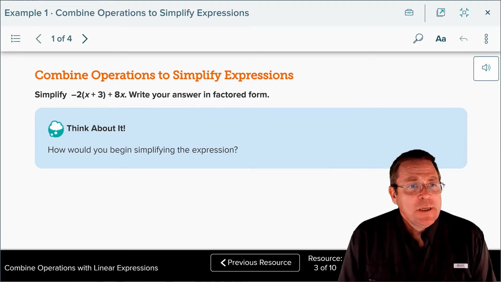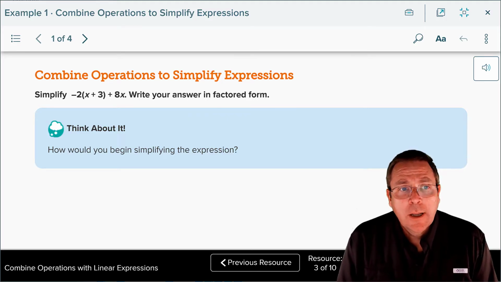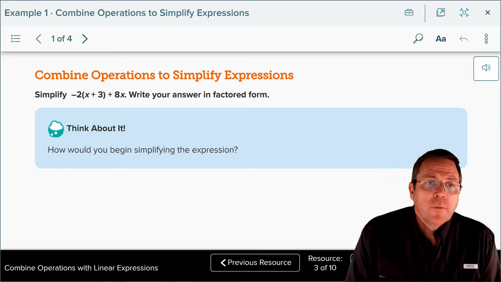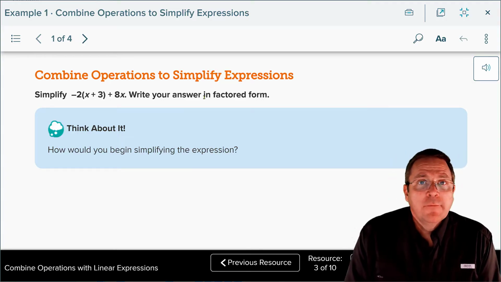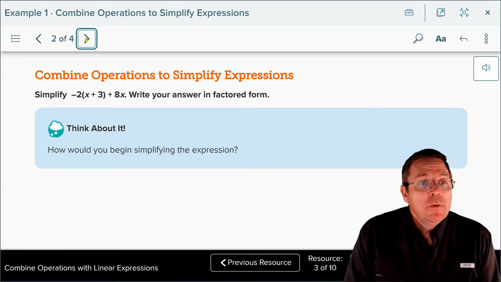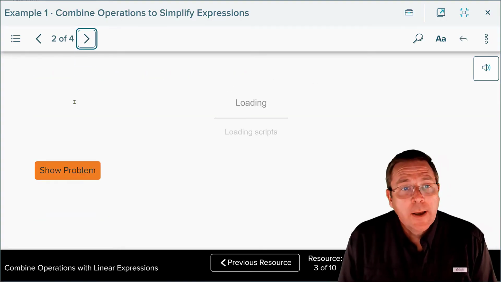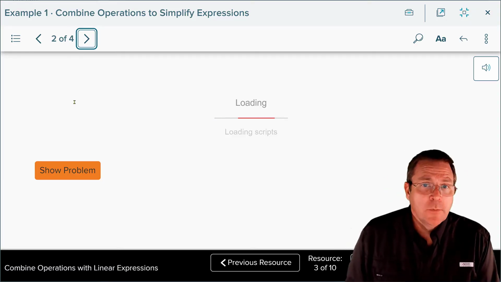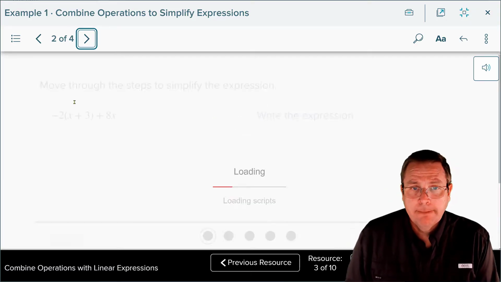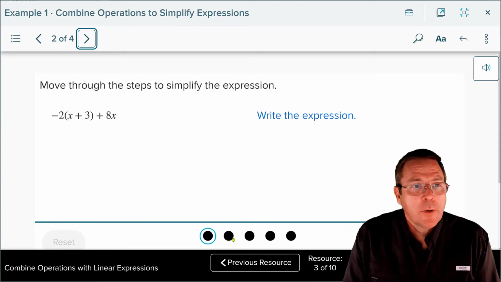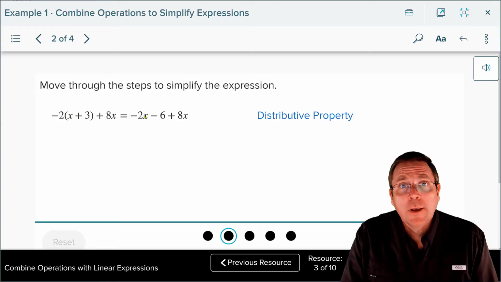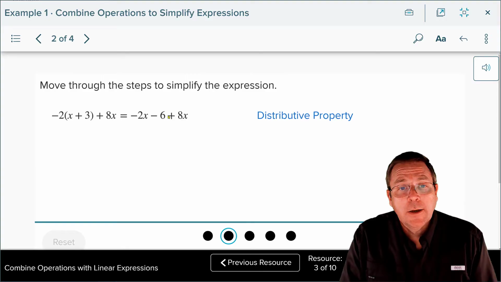Example 1 says to simplify -2 times the sum of x and 3 plus 8x. So from here we're going to write our answer in factored form, which means we're going to start off by distributing that -2 through the grouping symbol. So they said -2 times x is -2x. -2 times 3, that's going to be -6.